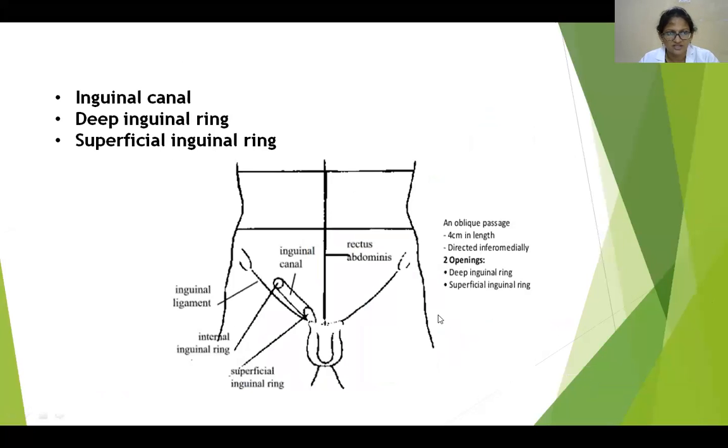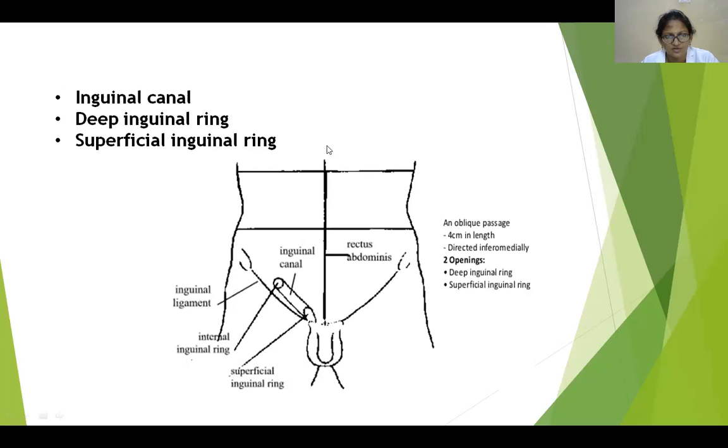The next important thing: we have already discussed the inguinal ligament. The inguinal ligament is the lower part of the aponeurosis formed by the external oblique muscle. Its lateral end is attached to the anterior superior iliac spine, whereas its medial end is attached to the pubic tubercle. This is the inguinal ligament.